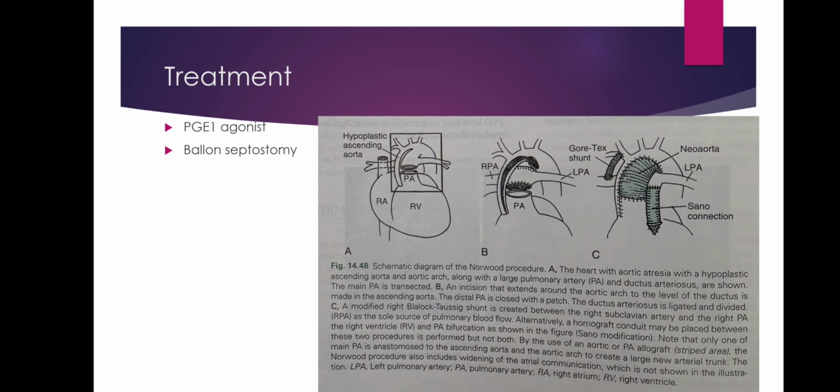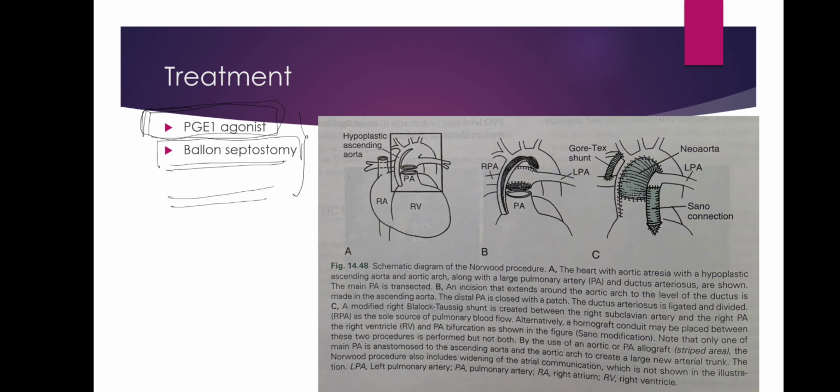Now the treatment. As it is a duct dependent circulation, prostaglandin agonist is the first treatment of choice. We have to give it to keep the ductus arteriosus patent, and we also do the balloon septostomy. Why do we have to do balloon septostomy? Because if the ASD or PFO is not there, then there is no mixing of the blood, and the child will get more and more cyanosis. So we have to do the balloon septostomy.